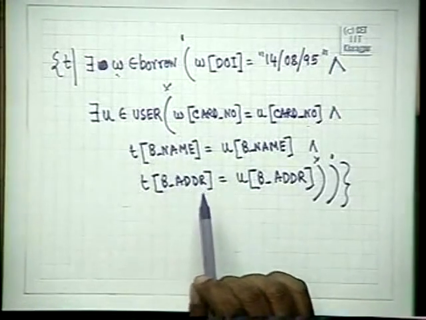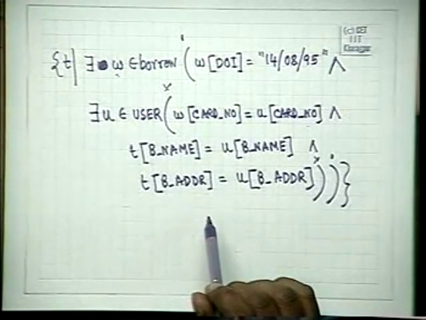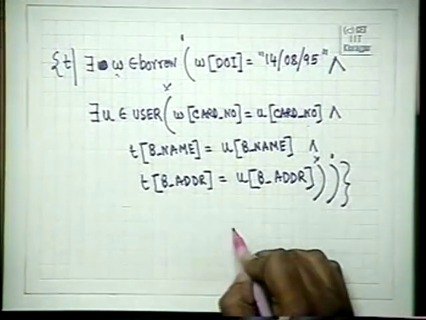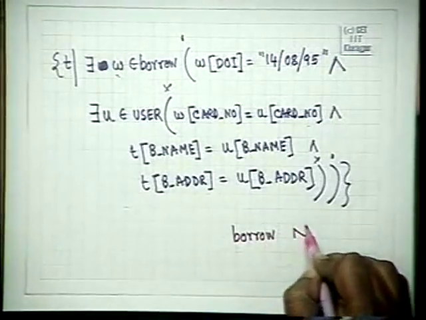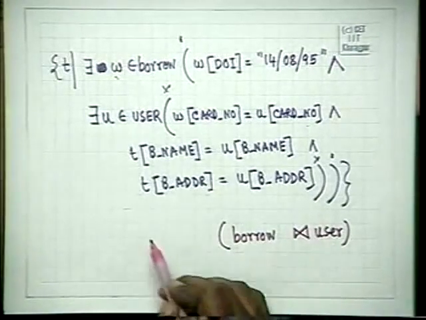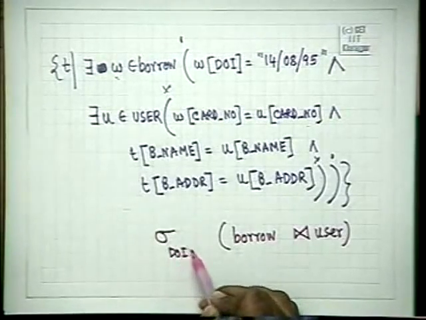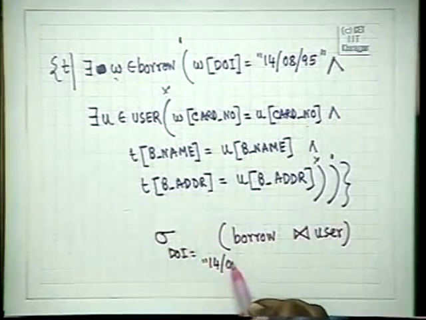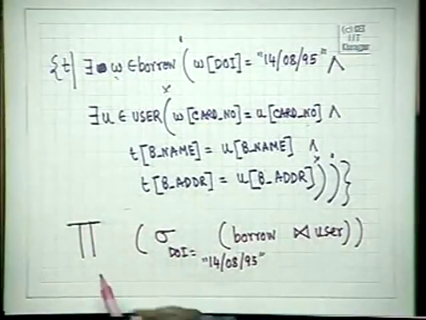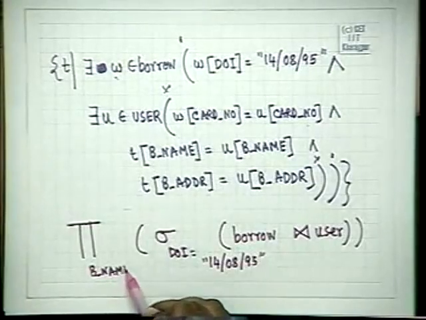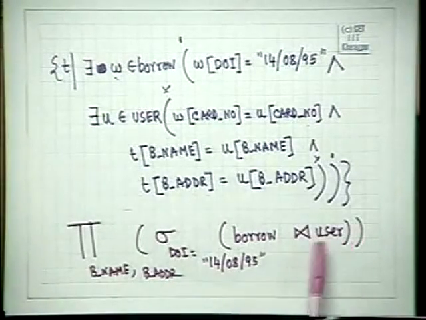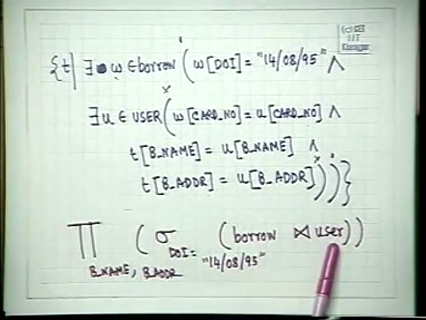So this is one query which corresponds to a simple natural join. What is the equivalent relational algebra? You have to do borrow, you could have selected out the date of issue from here. And from here you will select out this. This is the equivalent relational algebra expression: borrow join user, date of issue is this.